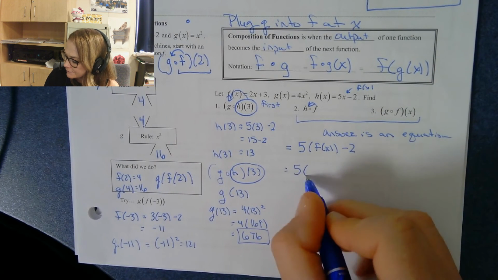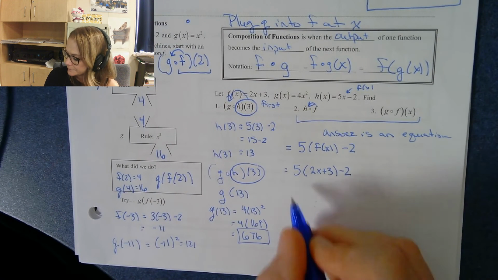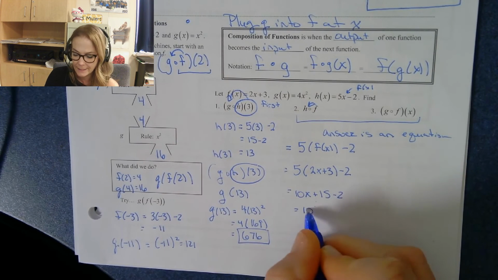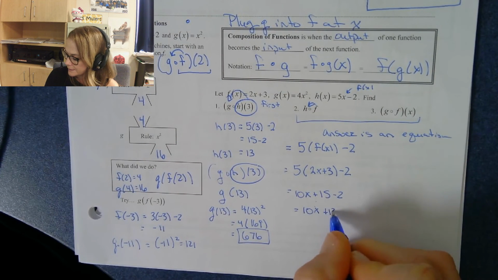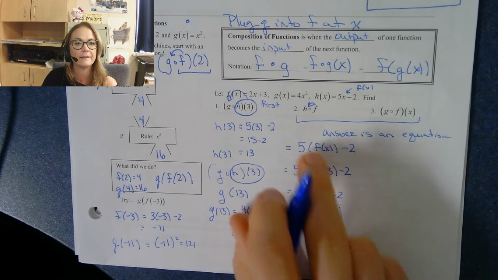Well, what is the function? It's two terms, so I'll use parentheses. So it's 10x when I distribute. It is 10x plus 13. And you can't get a number there because you don't have anything to plug in.